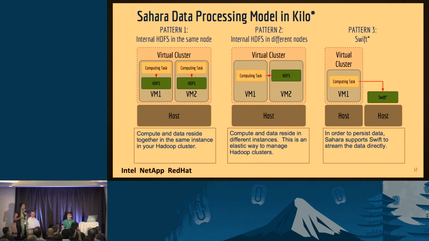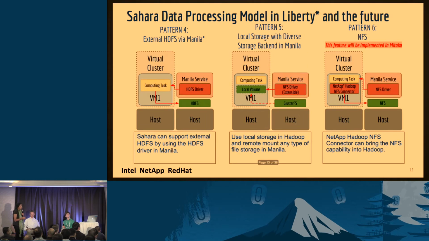In the third pattern, you basically access the data through Swift. So there is a driver that accesses Swift directly from your Hadoop file system. You can process it in a continuous fashion. What do we have in Liberty? Pattern 4 and 5. 6, we'll get to in a little bit with Jeff.